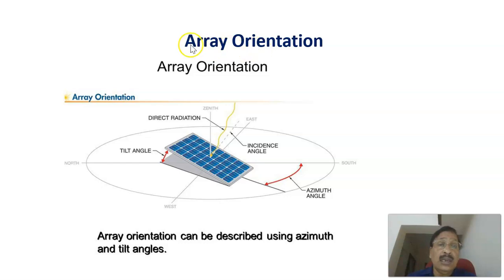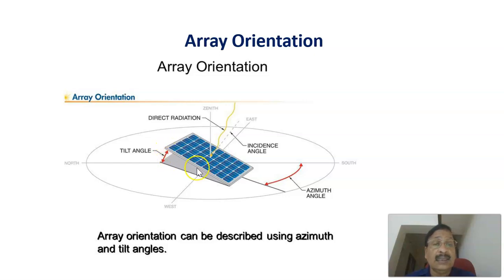This shows the array orientation, the direction of the radiation, and the zenith. This is the incident angle, the angle of incidence, and this is the azimuth angle. This is the tilted solar array, and this is called the tilt angle.